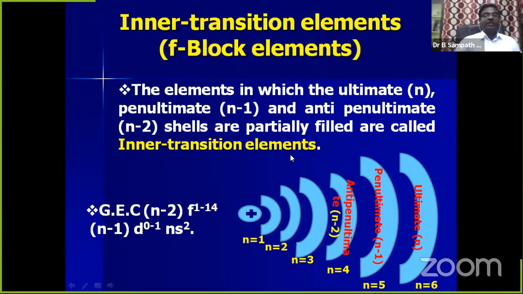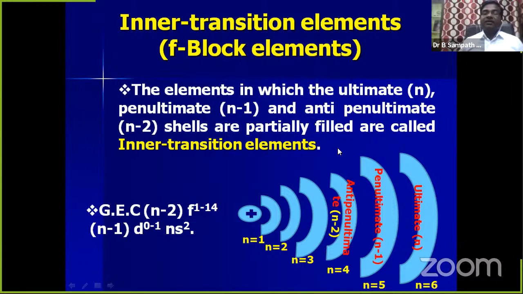So children, once again I am repeating this. What are the inner transition elements? The elements in which the newly coming electron fills in the ultimate, penultimate, and anti-penultimate shells, which are partially filled, are called inner transition elements.